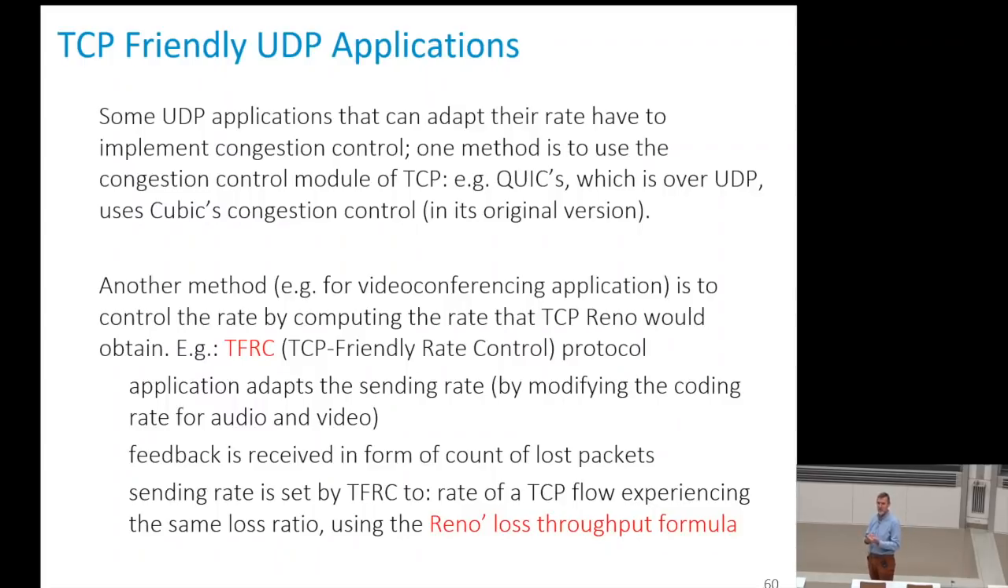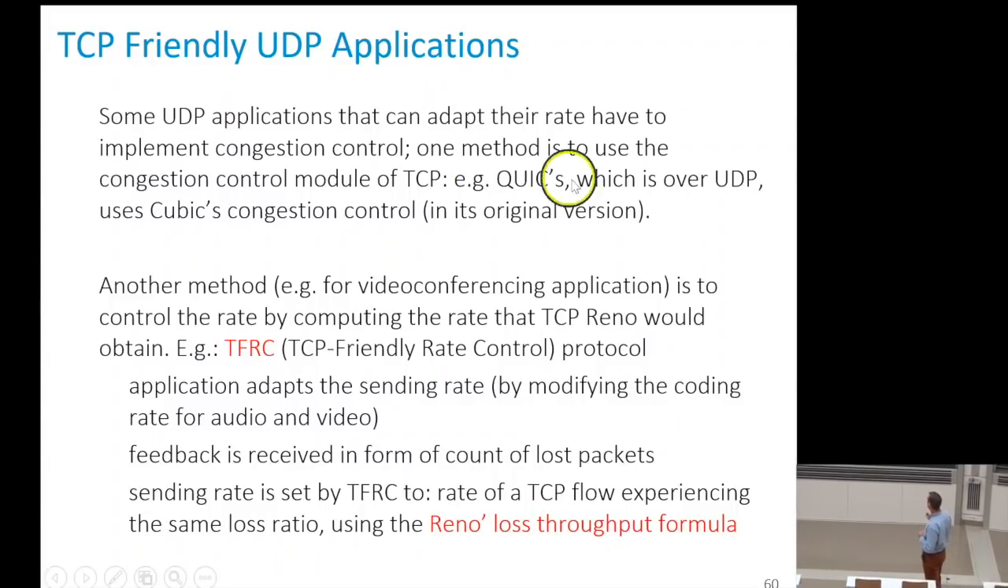QUIC exists in various versions. One is the official, the standard one. The other one is the original one of Google. In Google's original version, they used CUBIC. So they said, we want to be safe, so we implement exactly what people who know something did for TCP. So that's the easy case, because QUIC has the concept of packets, acknowledgements, it's point-to-point, it's not multicast, so it's easy to do.